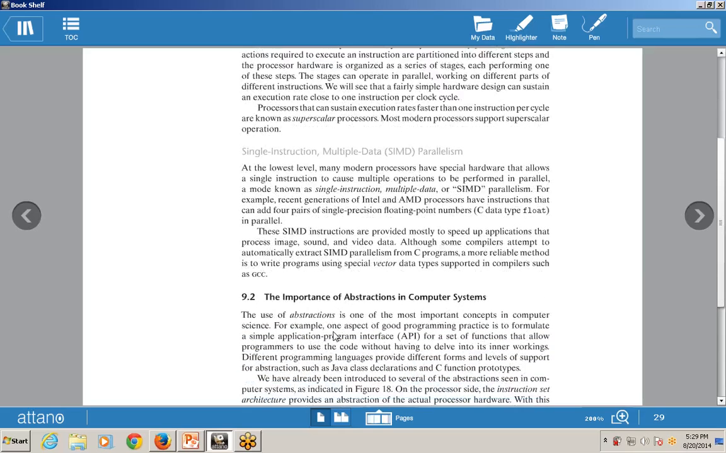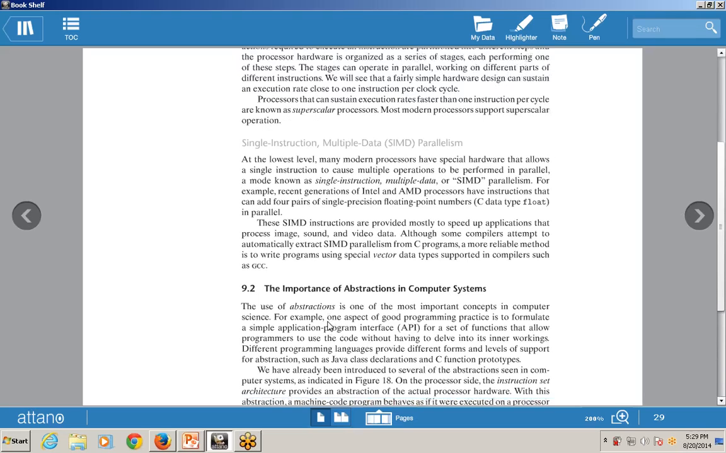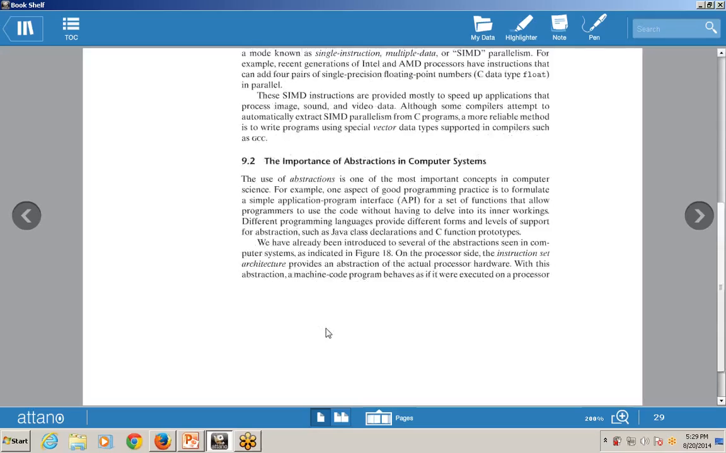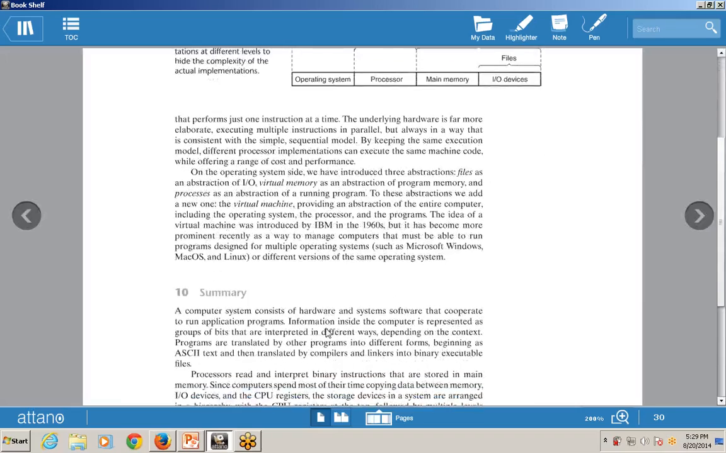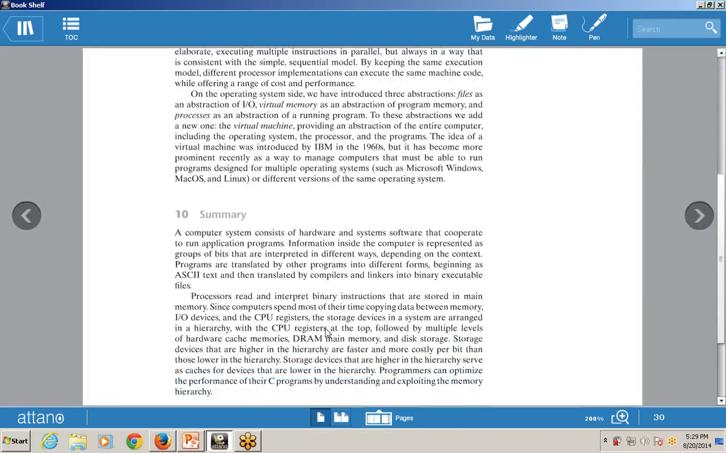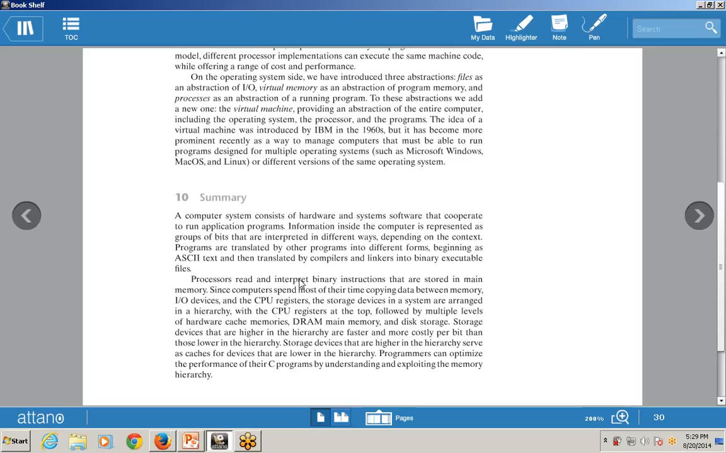Then we also talked about what is the importance of abstraction in computer system. Abstraction is nothing but hiding the background details and giving only the important details. Means showing only the important details to the user and hiding the background details in the computer system. Then we also talked about the summary, that is what is covered in chapter number 1.